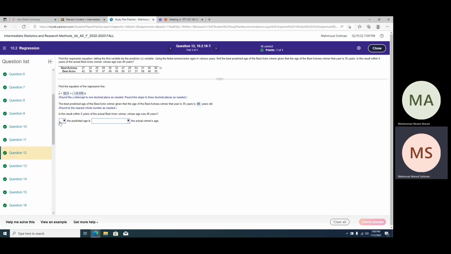Okay. So here is the result, within 5 years. Is it more than 5 years or less? The actual age is 49. We predicted 46. So it's 5 years or less from the real age.